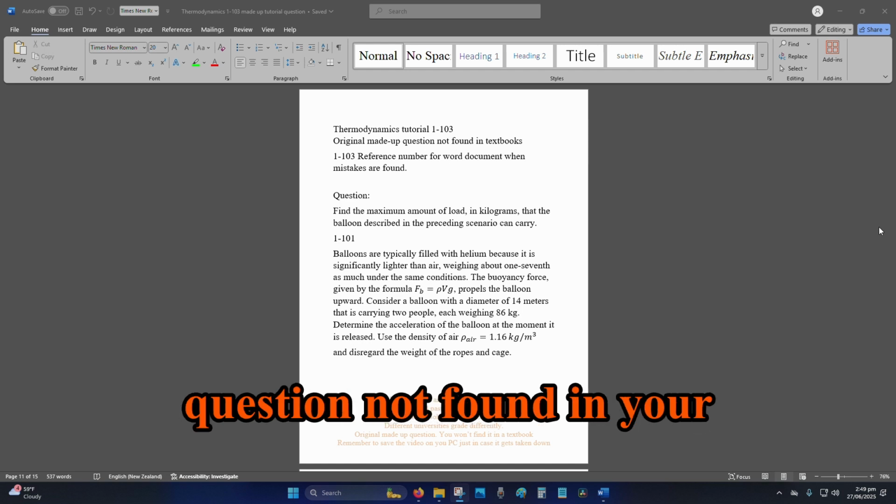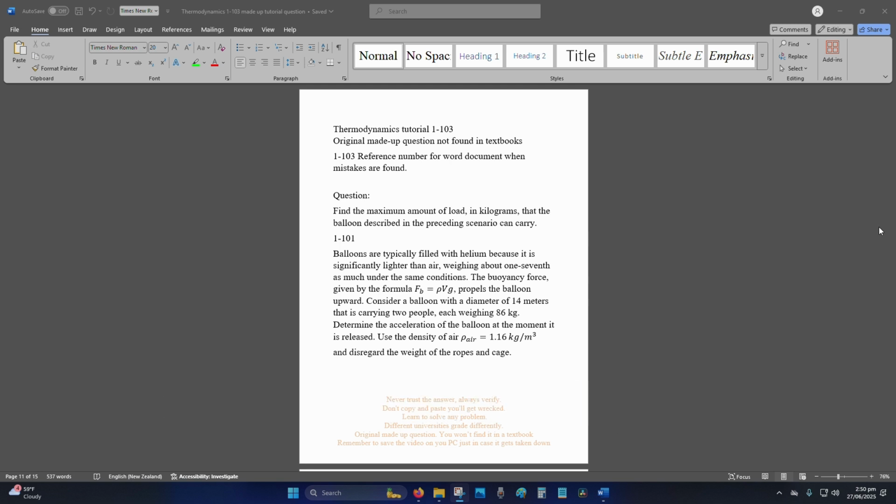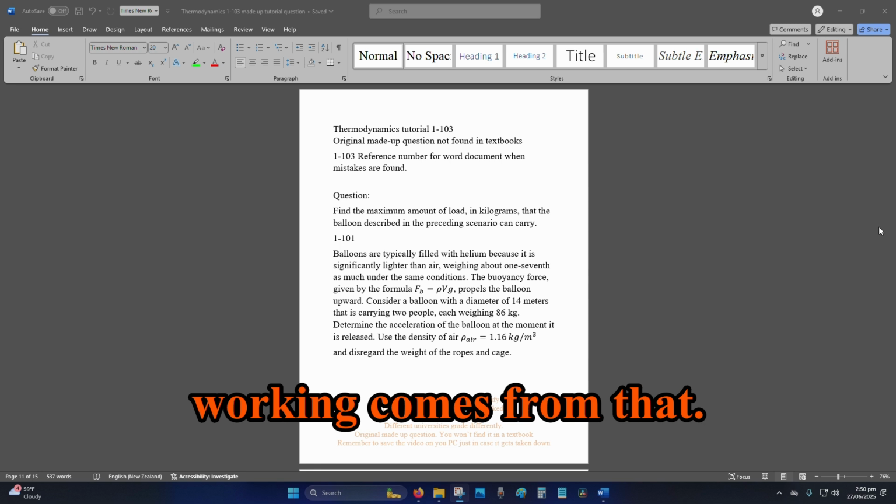This is a made-up question not found in your textbooks. So we want to find the maximum load in kilograms for the hot air balloon in this scenario. And we're going to recycle the question of 1-101. So a lot of the working comes from that.